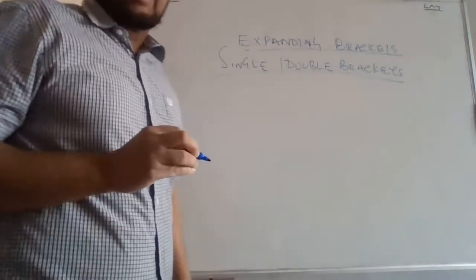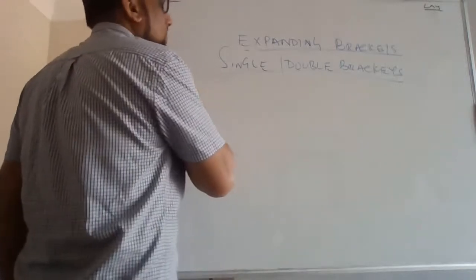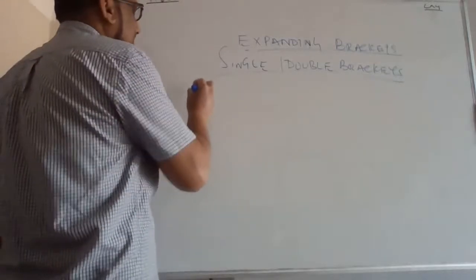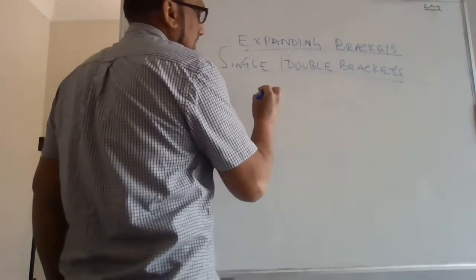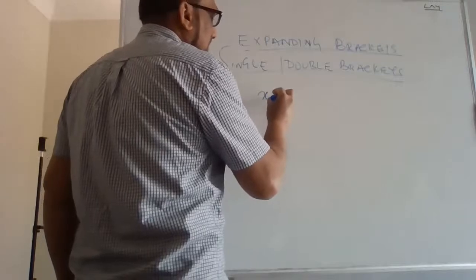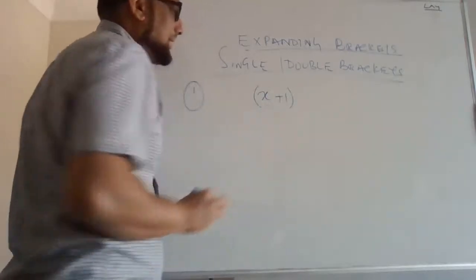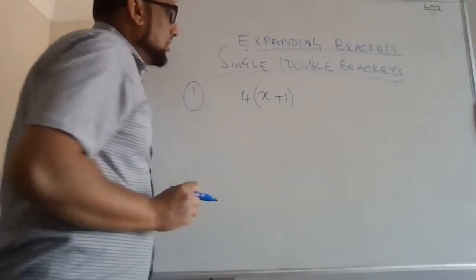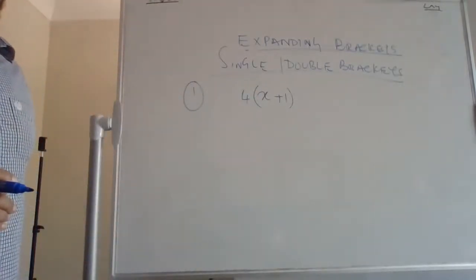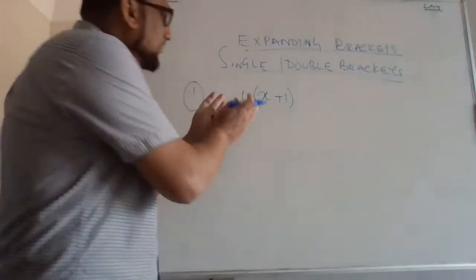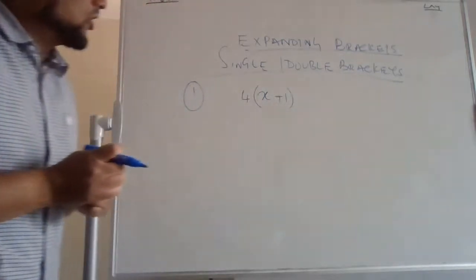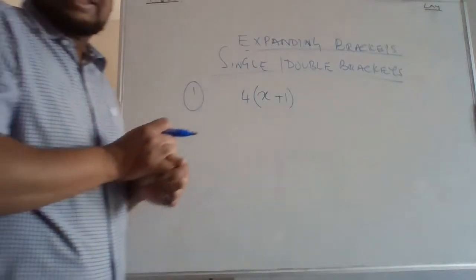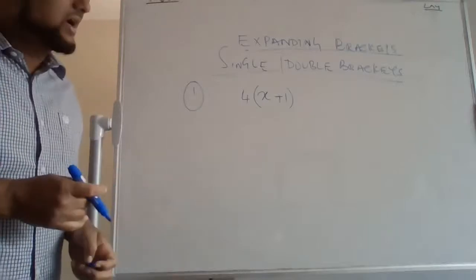So the first thing we need to do is take an example. For example, I would say x plus 1, this is the bracket, and times by 4. Very simple. But before I start this one, make sure you understand how to use the signs.